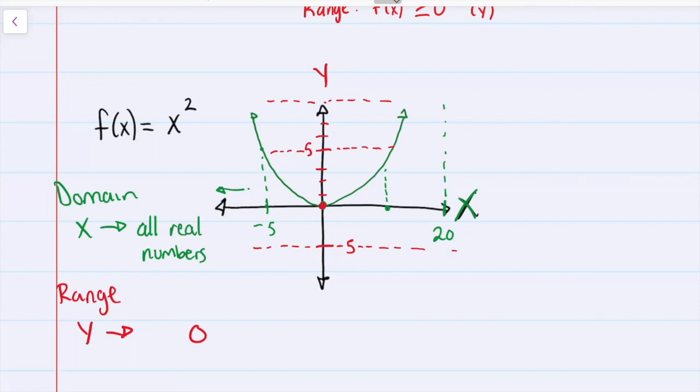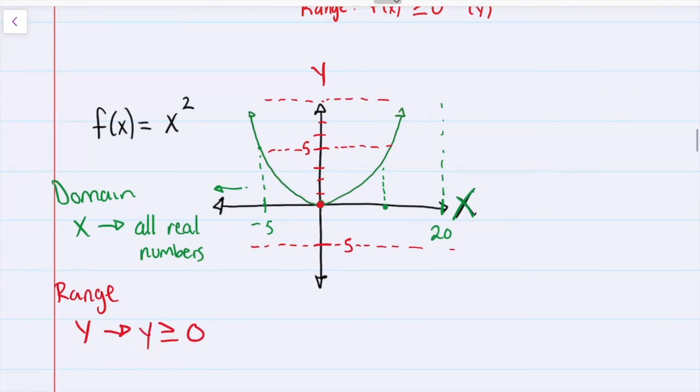So when my Y, we get a range when my Y is greater than or equal to 0. And that's basically what you're trying to figure out. When do I start touching the graph? So that's domain, guys. That's the range.